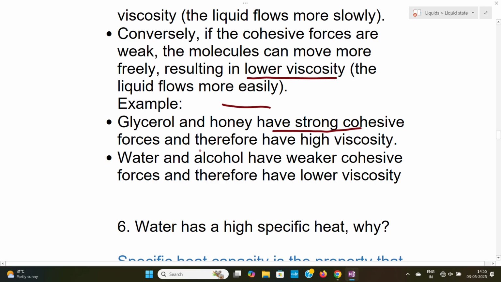Example, we know that glycerol and honey have strong cohesive forces and therefore they have high viscosity. But in the case of water and alcohol, they have weaker cohesive forces, therefore they have lower viscosity.